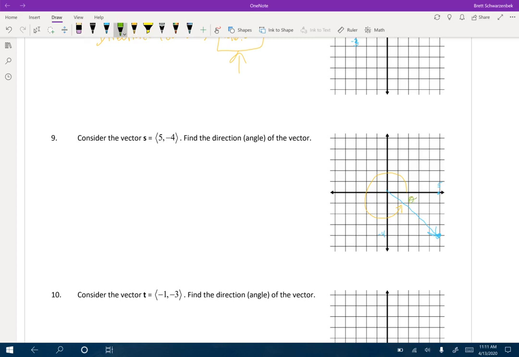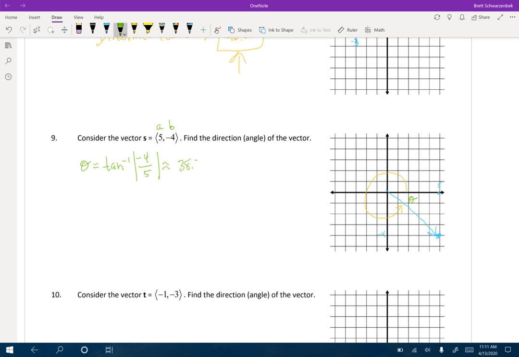So how do we do that? Again, remember this is a and b, so we're going to do the tangent inverse of the absolute value of b over a, which is going to give us approximately 38.7 degrees.